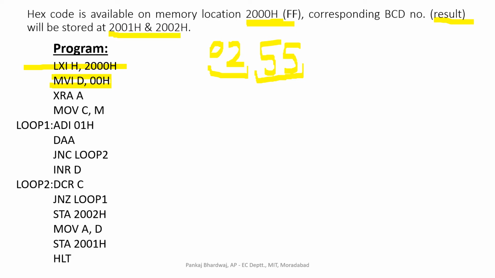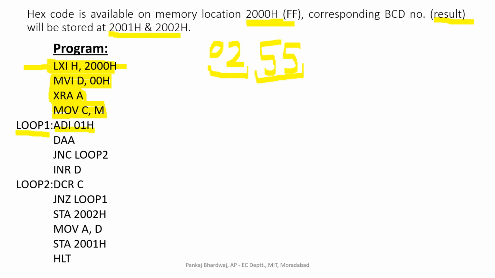So we need to first clear the register D with 00 data, and then we use the other register, that is the accumulator, because all the necessary processing will be done at the accumulator. So we need to clear the accumulator first. So XRA A clears the accumulator. Now we call the number from the memory, that is from 2000 location, and move it into the C register. So the content in register C will be changed accordingly, and all the processing will be done in the accumulator. Now we begin with the loop 1.